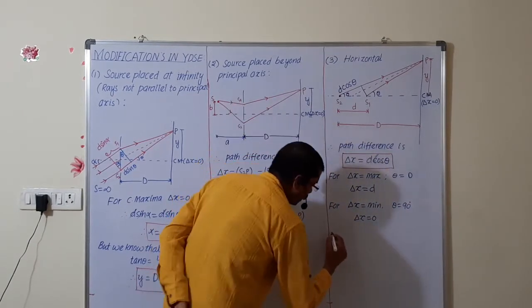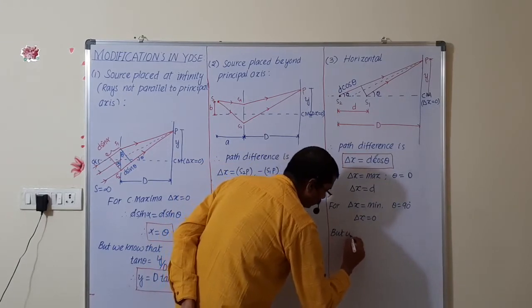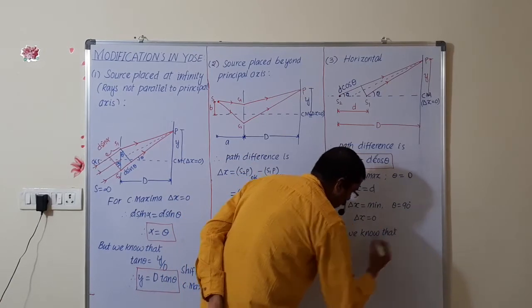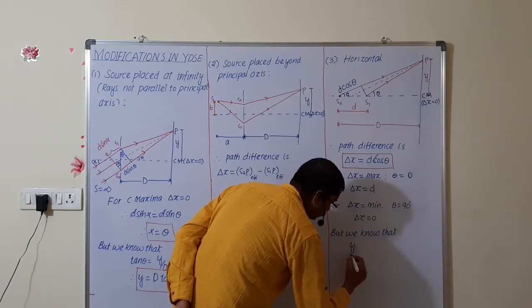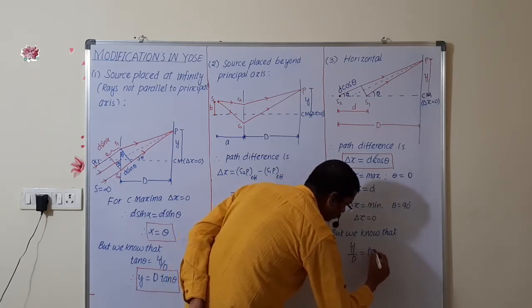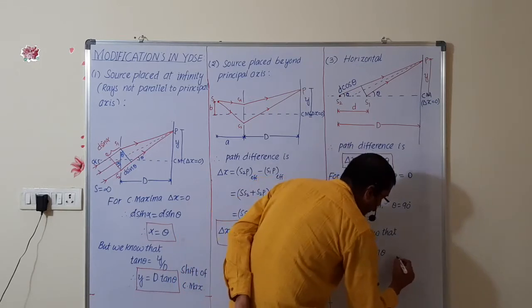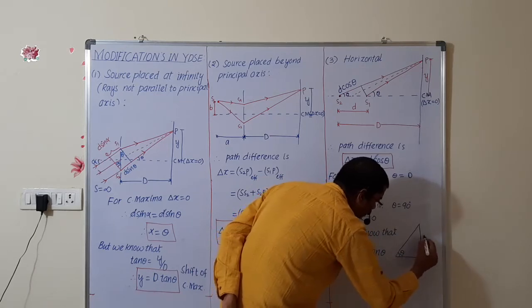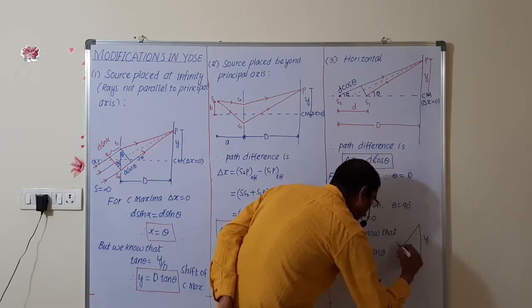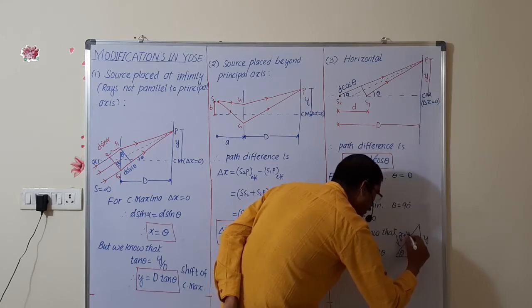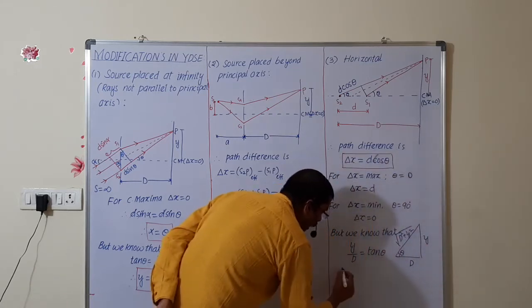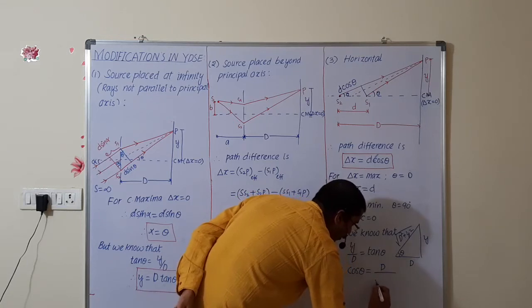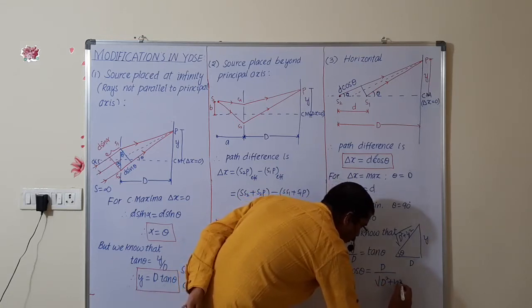Okay, but we know that y upon D is equal to tan theta. In this triangle, with theta, y and D, the hypotenuse is under root D square plus y square. By using this triangle, I can write cos theta is equal to capital D upon under root D square plus y square.